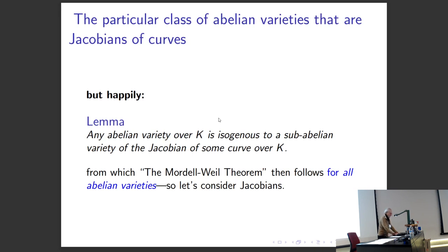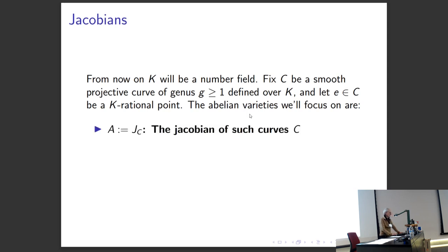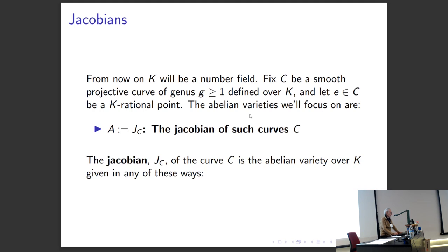So let's consider Jacobians, which is, of course, what I want to do because I'm interested in thinking of how abelian varieties are great tools for curves. So, Jacobians. K is now a number field. C, a smooth projective curve of genus g, defined over K, and it better have a K-rational point. Otherwise, the slides will become a little more complicated. And the abelian varieties we'll focus on are, as I say, the Jacobians of curves. And how do you define them? The Jacobian, I'll call it J(C), of the curve C is the abelian variety over K given in any of these ways.